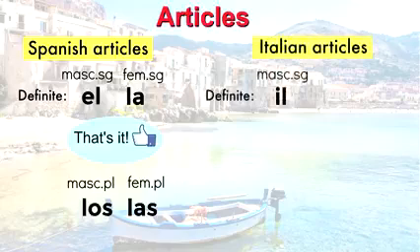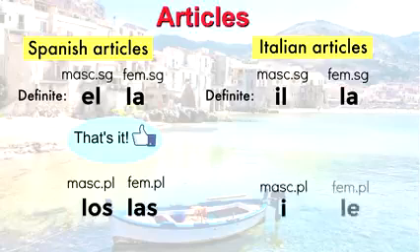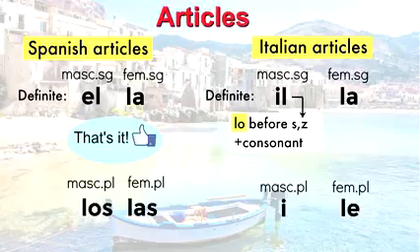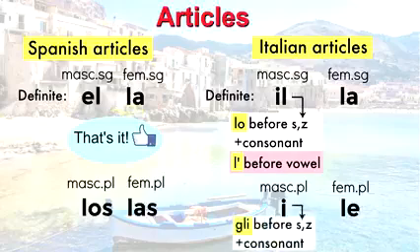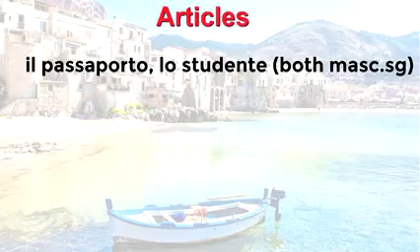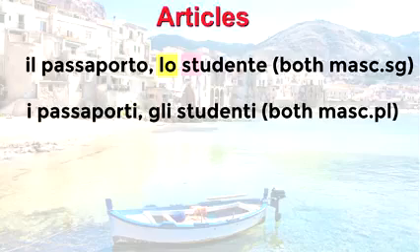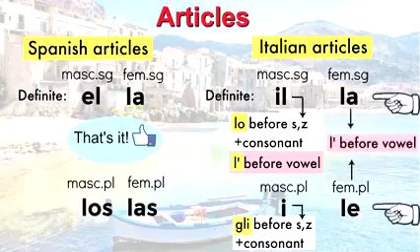In Italian, they're il for masculine singular, la for feminine singular, i for masculine plural, and le for feminine plural. But il becomes lo before words beginning with S or Z plus another consonant, and it becomes l' before a vowel. And i becomes gli before S or Z plus another consonant. So we have il passaporto, but lo studente, which are both masculine singular, and we have i passaporti, but gli studenti, which are both masculine plural. Also, both la and le become l' before a vowel.